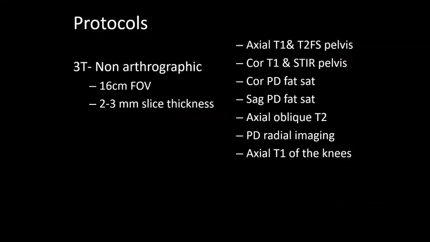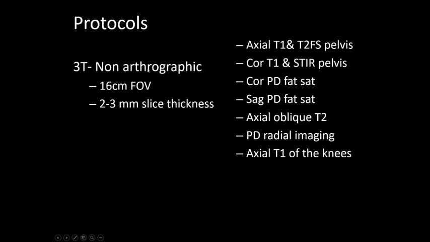The second technique, as I mentioned earlier, is the non-arthrographic technique, and this technique does not require any injection of the hip joint with gadolinium. And as I mentioned earlier, this technique requires a 3 Tesla scanner. We cannot do it on the 1.5. We have to do it on the 3 Tesla scanner.